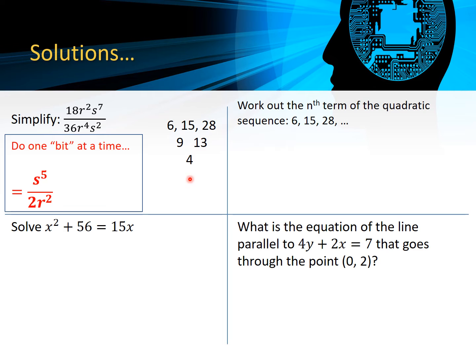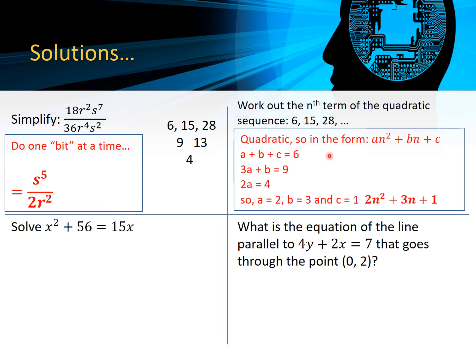We find our second difference, and then after that we remember that quadratics are in the form an squared plus bn plus c. We write down a plus b plus c, and that's my first number, 6. Then I have 3 things, and I'm losing the last one. So I've got 3a plus b, that equals my second digit, 9. And then I had 2 things, and I'm losing the last one, so I'm left with 2a, and that equals my fourth digit.